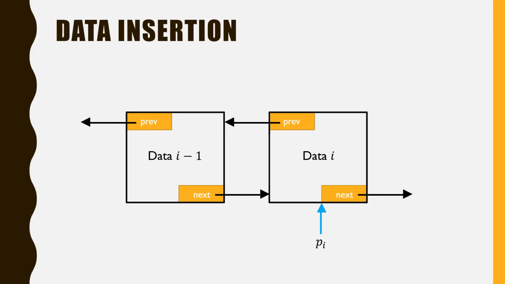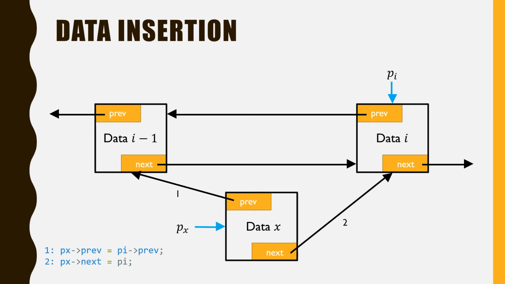Let's look at data insertion. For insertion, we are given the address of the location we want to insert. For example, if we want to insert a new data element between data element i-1 and i, we will know the address of data element i. Let the address be pi, and we use the blue arrow to indicate the information is known.